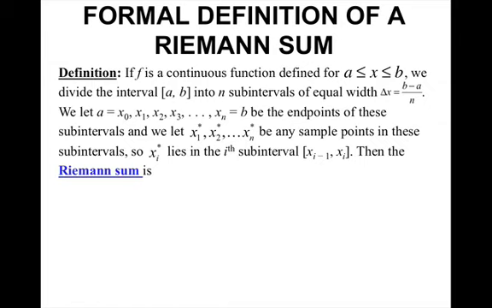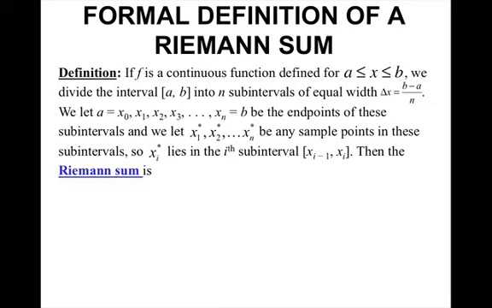All right, so now we have our formal definition of a Riemann sum. The definition states, if f is a continuous function defined for a ≤ x ≤ b, we divide the interval from a to b into n subintervals of equal width, which is Δx = (b − a)/n. We let a equal x_0, and then we have x_1, x_2, x_3, and so on till we get to x_n, which equals b.